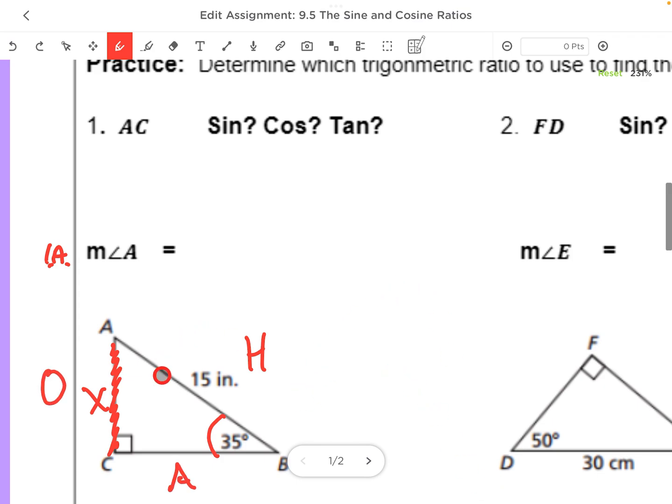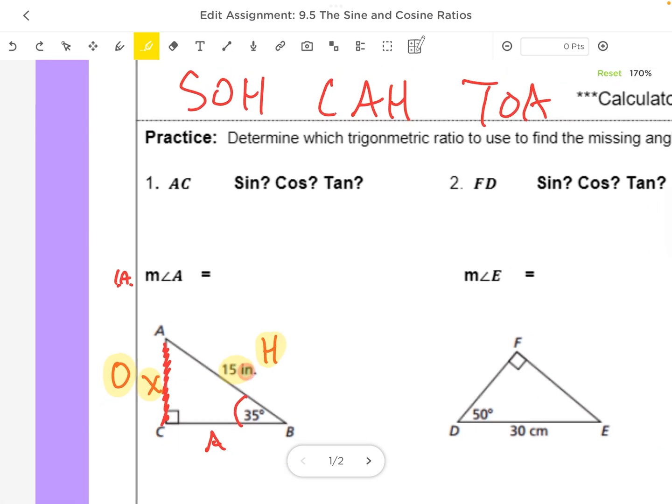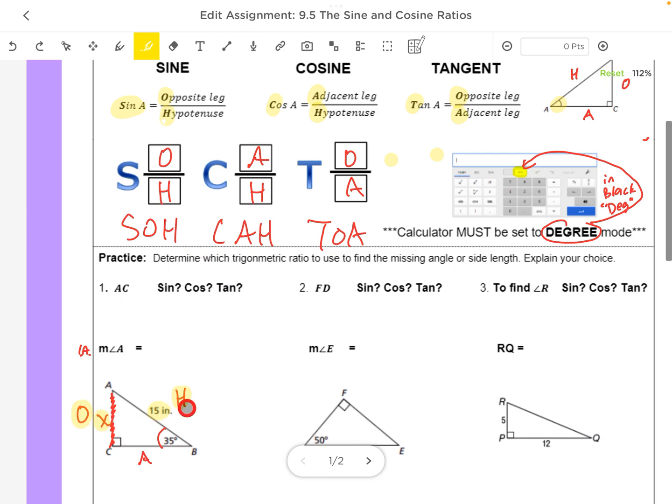Which two sides am I working with? I'm trying to find the x, so I'm working with the opposite, and I'm working with this 15. So I'm working with the opposite and the hypotenuse. I look over here, which one has O and the H? OH would be sine. So that means I'm going to use sine. We'd say the sine of 35 degrees is equal to the ratio of opposite over hypotenuse. So we would say x over 15. And then we would solve that like we did last time.